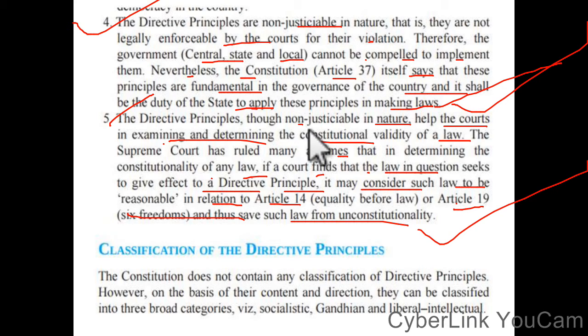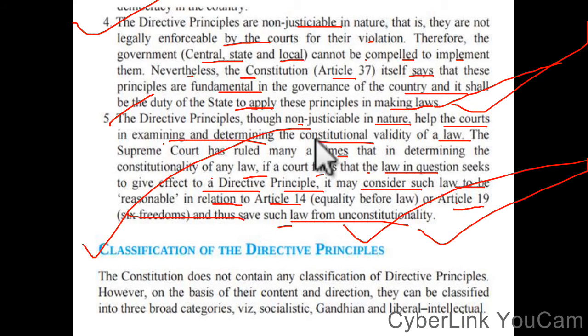The directive principles, though non-justiciable in nature, help the courts in examining and determining the constitutional validity of a law. The Supreme Court has ruled many times that in determining the constitutionality of any law, if a court finds that the law in question seeks to give effect to a directive principle, it may consider such law to be reasonable in relation to Article 14, equality before law, and Article 19, six freedoms, and thus save such a law from invalidity.